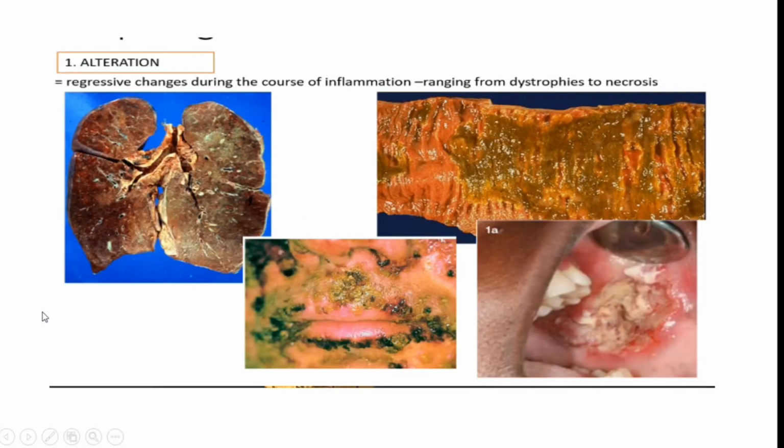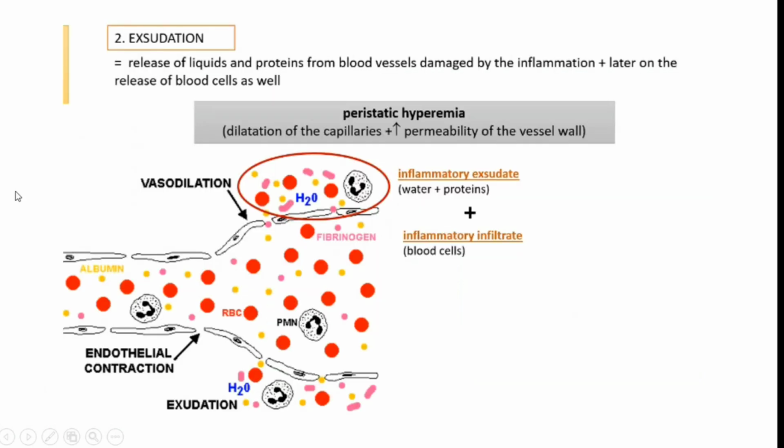Right. These are just a few pictures to show how an alteration might look like. Basically, any damage to the cell, to the tissue. But yeah, so exudation. It is the release of liquids and proteins from blood vessels damaged by the inflammation, and later on as well, the blood cells. So an exudate is mostly made up of proteins, water, and some blood cells.